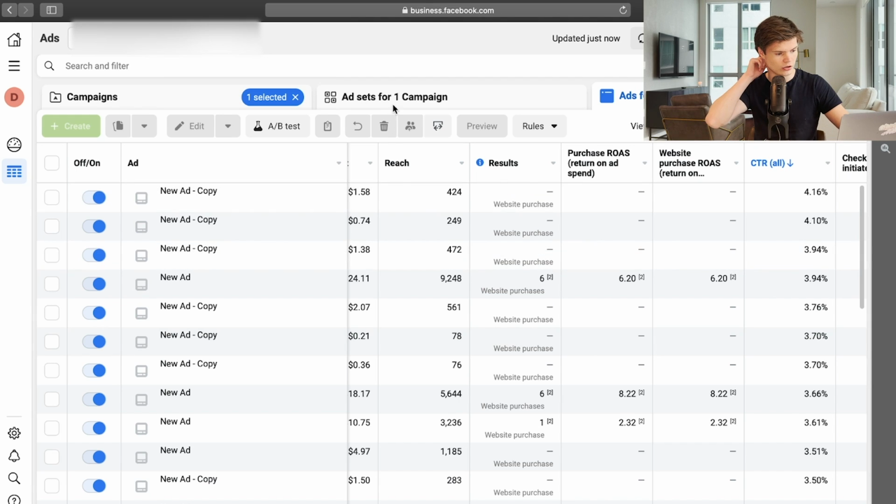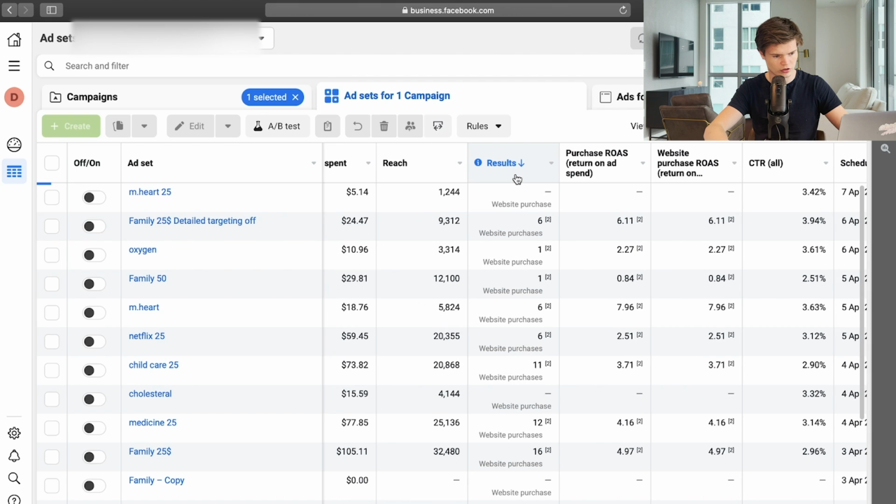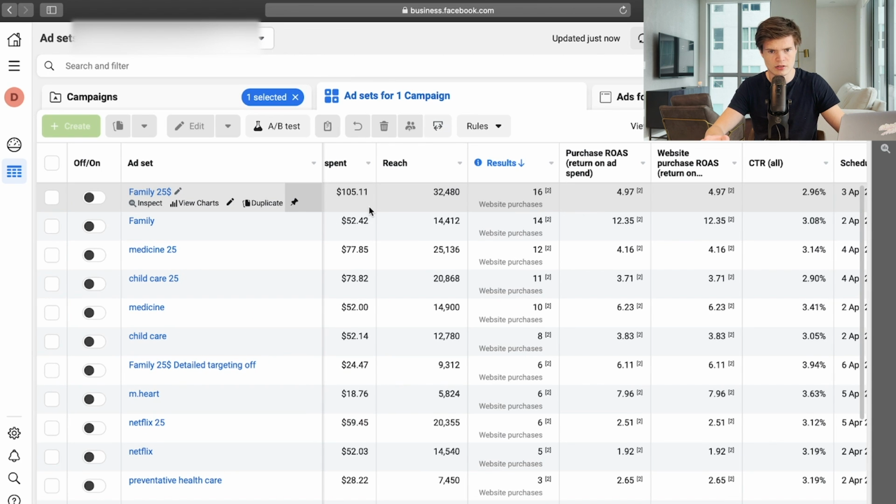Let's look at the ads manager right here. We're going to go to the ad sets, and let's this time sort it by results, which is purchases. As we can see, family has 25. Family is not relevant to this product at all. It really is not. This product is an oximeter, so it shows the blood oxygen level in your body. You basically see if you're healthy or not, if your lungs are working.